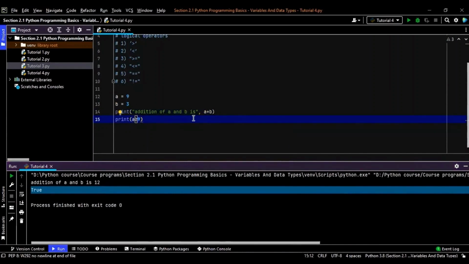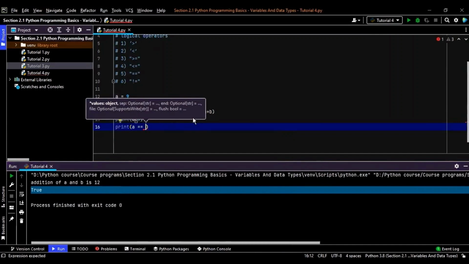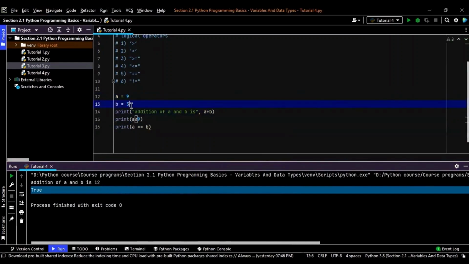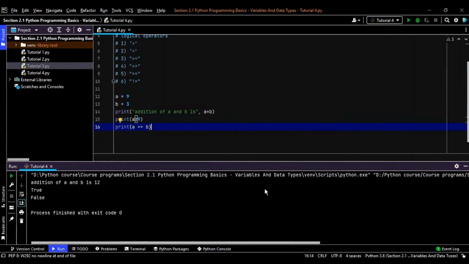Okay. Now I can also try out one more thing, that is print a is equal to b. Can you tell me something? Is a actually equal to b? No, right? So this should return the value as false because you are comparing. And if you are comparing, it can only have two values, whether it is true or false. So it's giving you the false value because they are not the same.